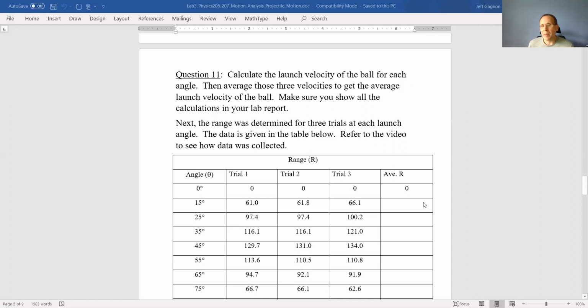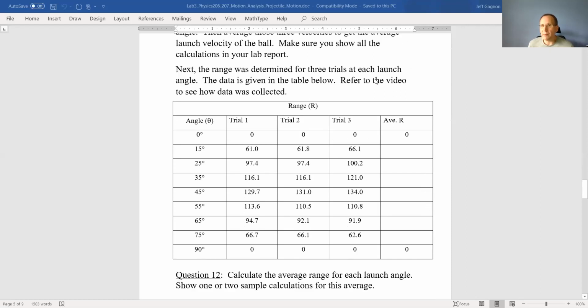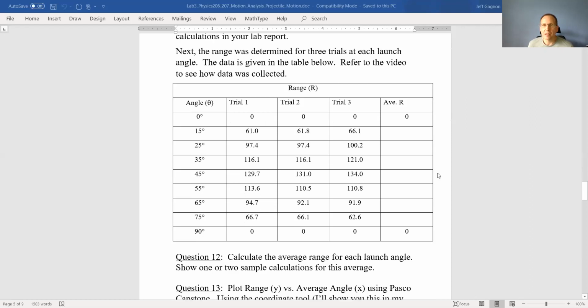Okay, then the main part of the experiment, and again, watch my video to see how I collected this data. I basically varied the angle: 0 degrees, 15, 25, 35, and so on up to 90 degrees. And I measured the range, how far from the edge of the gun to where the ball hit. There's a landing platform with carbon paper and a piece of white paper underneath, so it leaves a mark. And I measured from that mark to the edge of the gun. And these are the values I got. By the way, at 0 degrees, the range is 0. That's given already. And at 90, the range is 0. But in between, I had to measure all those distances.